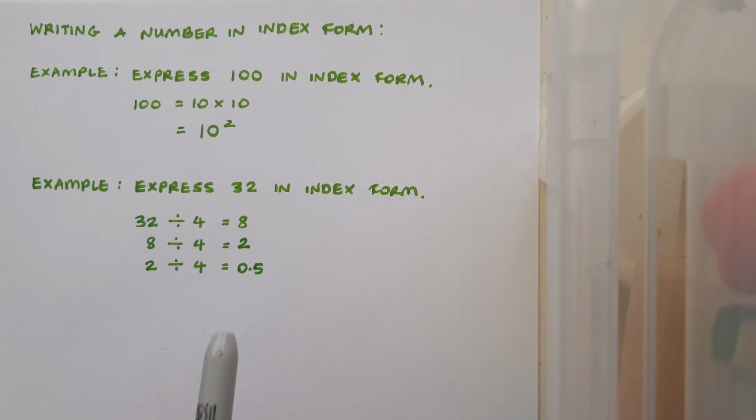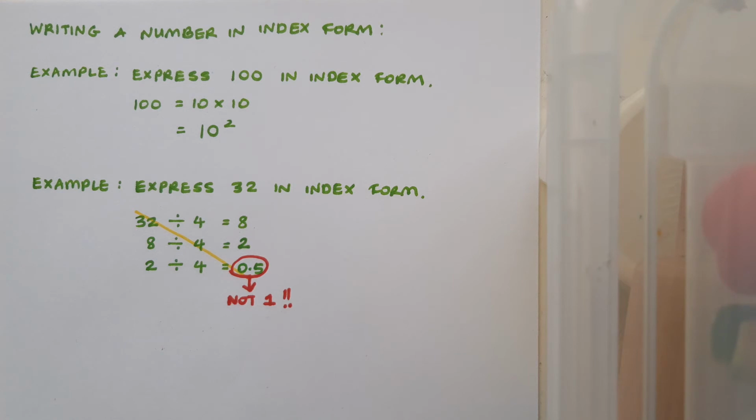And obviously I've gone past 1 and I haven't got that as an answer. So that means 4 is not going to be my base. So I can just draw a line through that attempt. 4 is not going to work. Maybe I should try a smaller number. What else will go into 32?